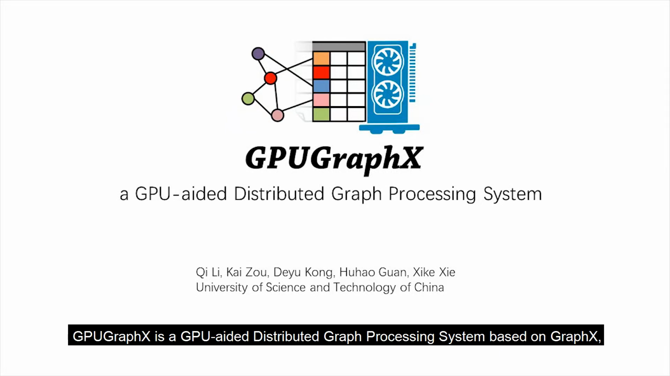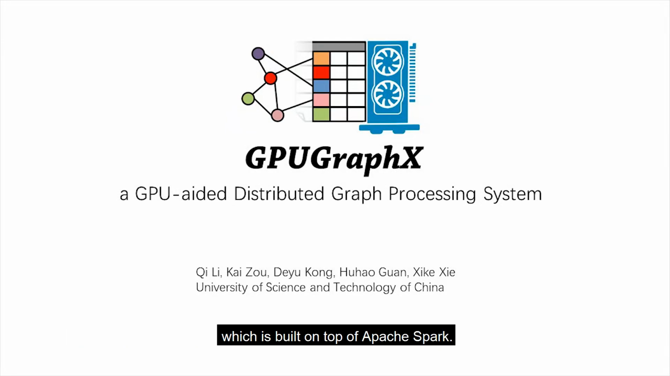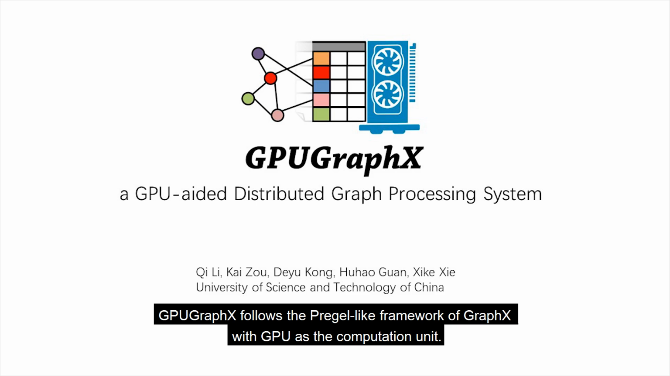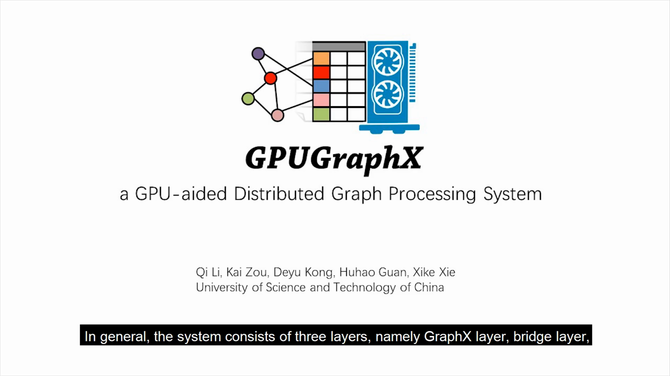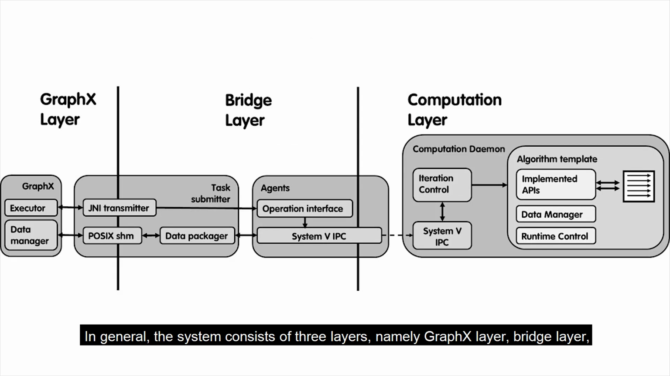GPUGraphX is a GPU-aided distributed graph processing system based on GraphX, which is built on top of Apache Spark. GPUGraphX follows the Pregel-like framework of GraphX with GPU as the computation unit. In general, the system consists of three layers, namely GraphX layer, bridge layer and computation layer. This structure guarantees the efficiency of our system.